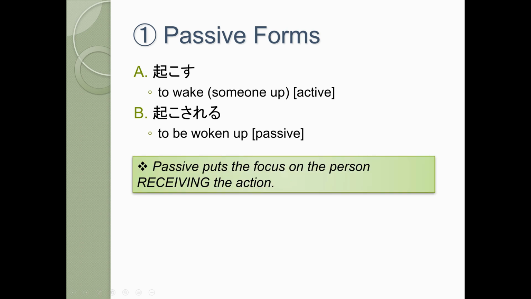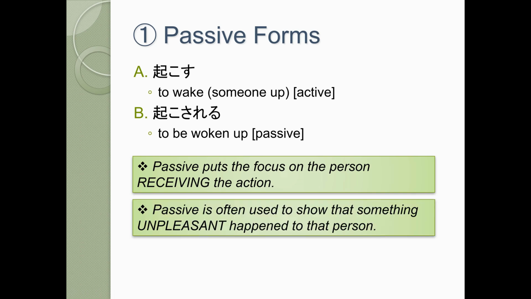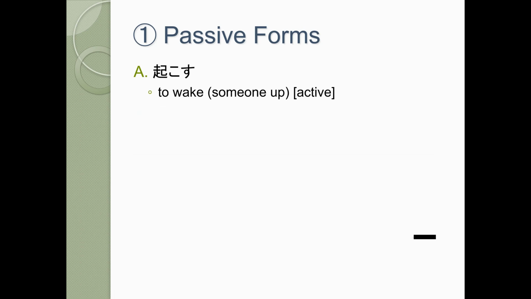So when we put something in the passive tense, we're putting the focus on the person who receives the action. So instead of focusing on my cat who woke me up, we're focusing on me who got woken up by my cat. And one of the main reasons that we use this is in Japanese, using the passive kind of implies that something unpleasant happened. That whatever it was that happened to me, I was not happy about it.